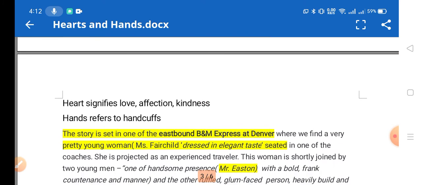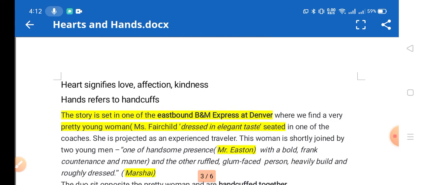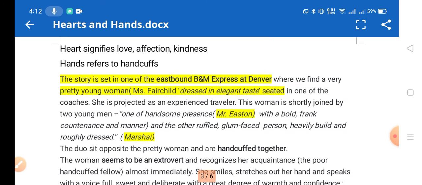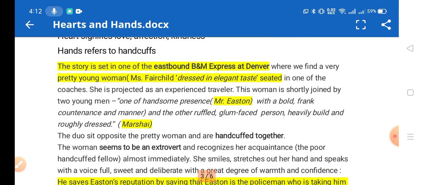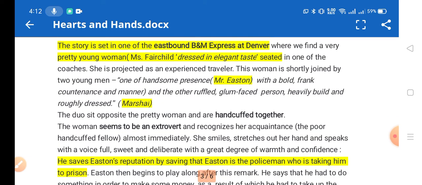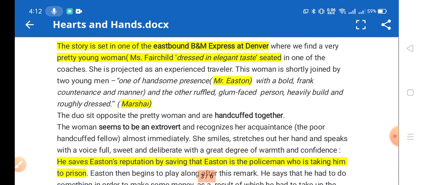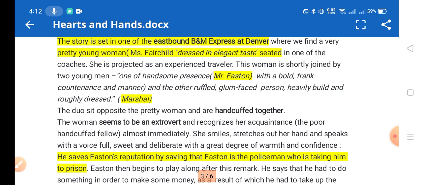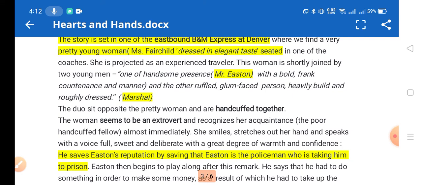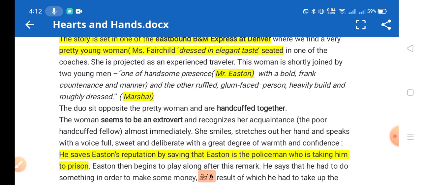What does the title mean? Heart signifies love, affection and kindness, whereas the hands refer to the handcuffs, and we'll see the handcuffs in the story. So the summary begins like that. The story is set in one of the eastbound B&M Express at Denver, where we find a very pretty young woman, and her name is Miss Fairchild, and she is dressed elegantly, and she is seated on a couch, and she is projected as an experienced traveler.